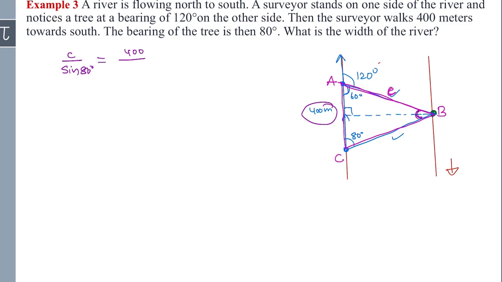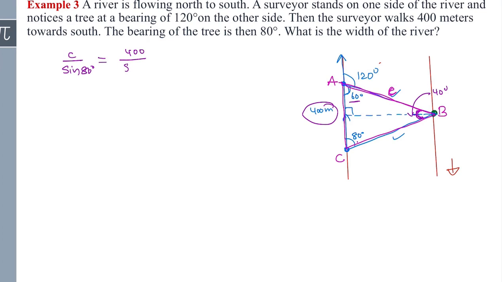So we can find the measure of this angle because this is 60, this is 80. When we add them, we get 140 degrees. So that means the angle measure for this angle B is 40 degrees. So we can write sine of 40 degrees. And then if we multiply by sine 80 on both sides, we get C equals 400 times sine 80 divided by sine 40 degrees.